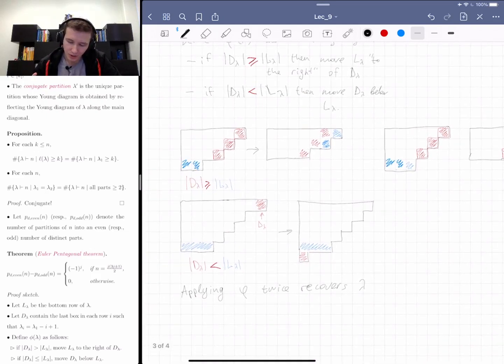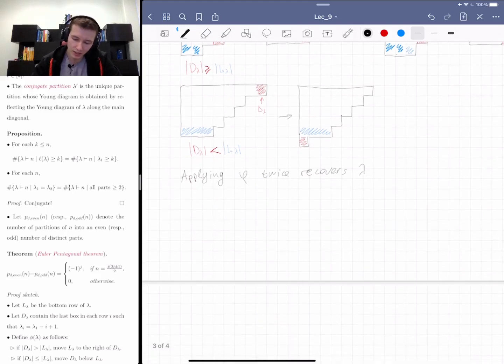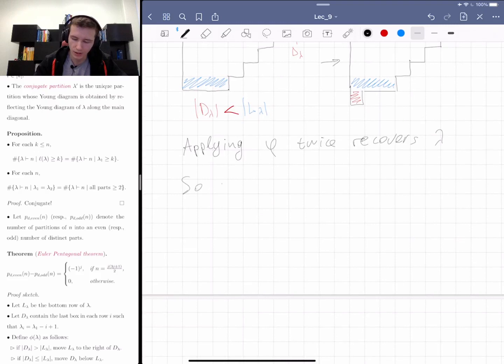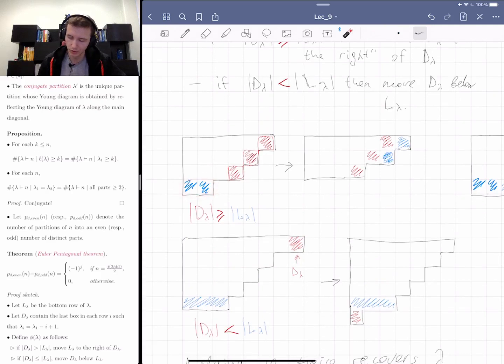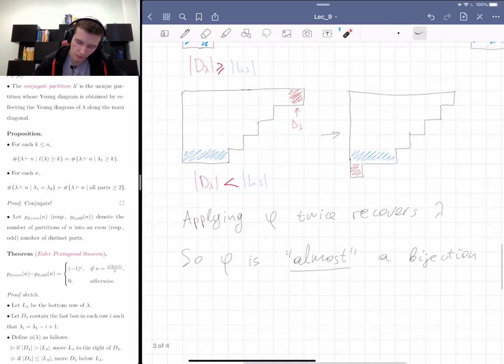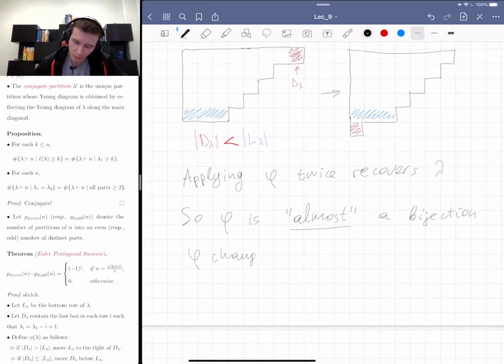Okay, the point is that it's what's called an involution. If you apply the operation twice, you get back to your original object. And so the claim is that it's almost a bijection. I'm going to explain almost in a minute, but one other property is that you either remove the bottom row or you add a new bottom row. So you always change this. So phi changes the parity of the number of parts of lambda.